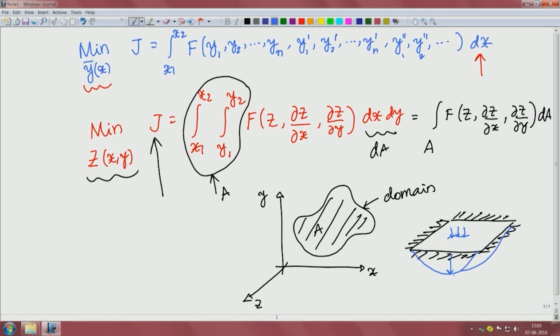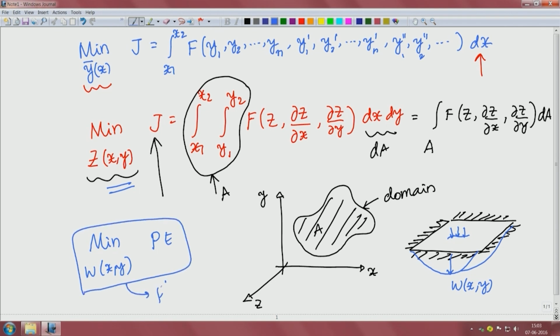Now, this deformation is W, which is a function of x and y. For a beam it is only x. Now, for W, which is a function of x and y, that is a 2D problem. So, here also the plate will be minimizing its potential energy. So, we can write minimize with respect to W, which is a function of x and y, we minimize potential energy. If I solve this, I should get the plate equation.